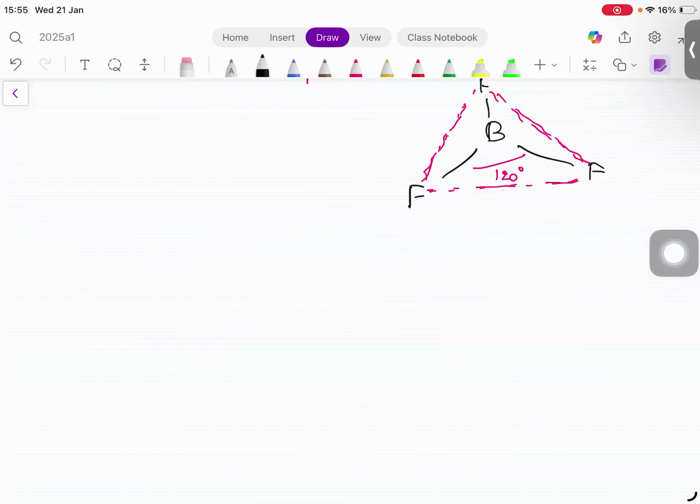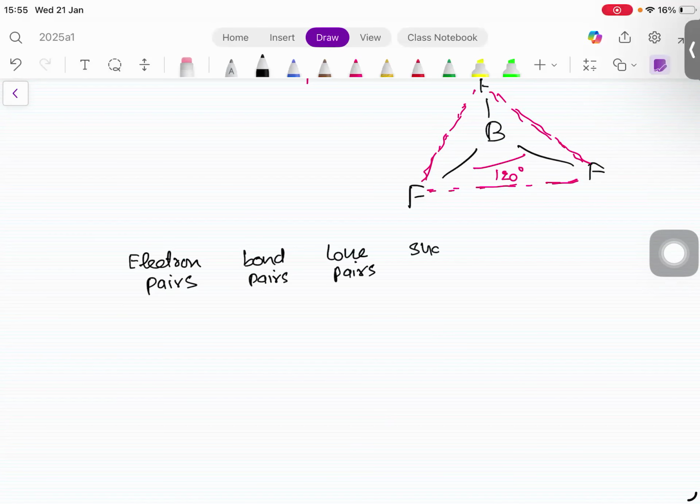The table should look like this. Here you have to write electron pairs. Here bond pairs. Here lone pairs. Shape. Bond angle.